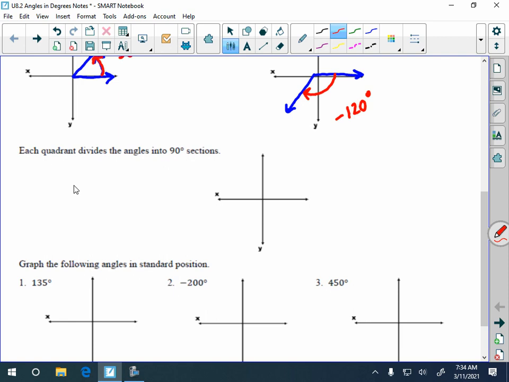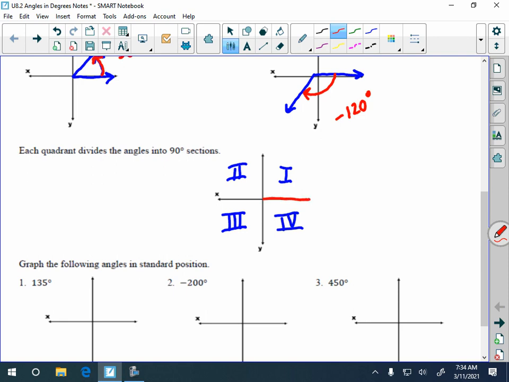All right, each quadrant divides angles into 90-degree sections. So if you remember from Algebra 1, this is Quadrant 1, and we go in the counterclockwise direction to name them. Quadrant 2, Quadrant 3, and then Quadrant 4. Typically we use Roman numerals, but if you didn't, it's not that big of a deal. Now our angles, again, they're starting right here.